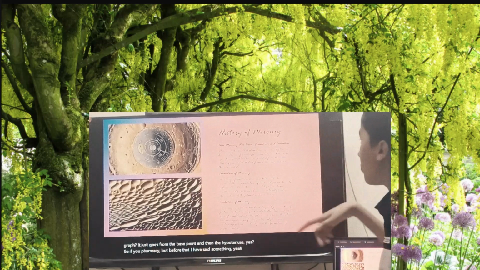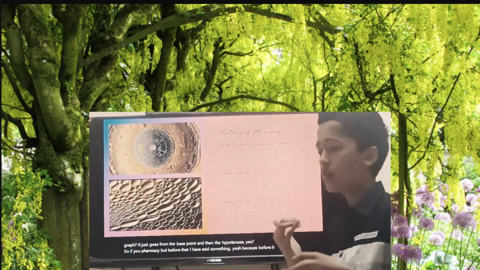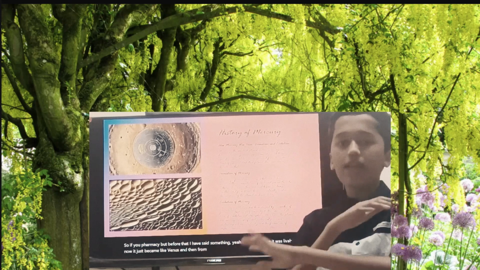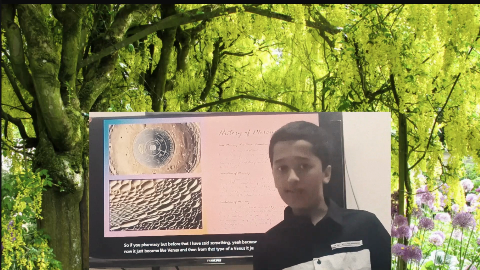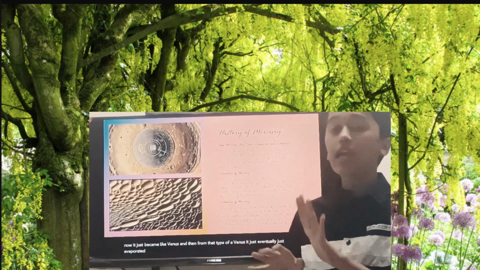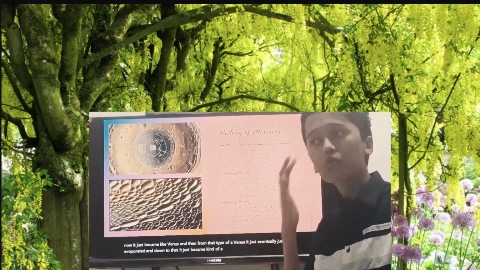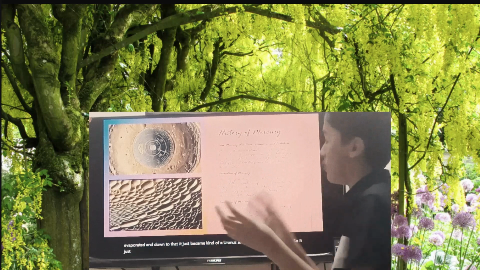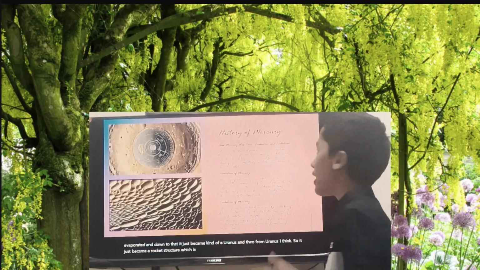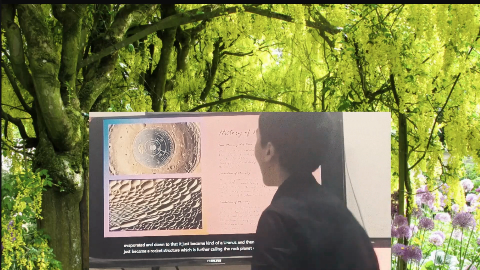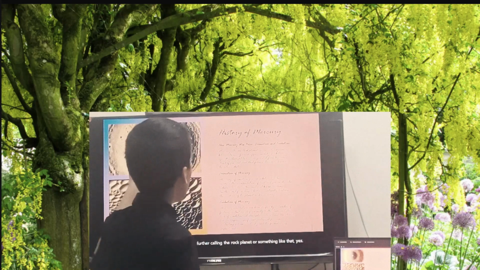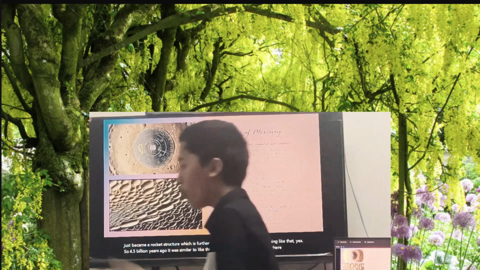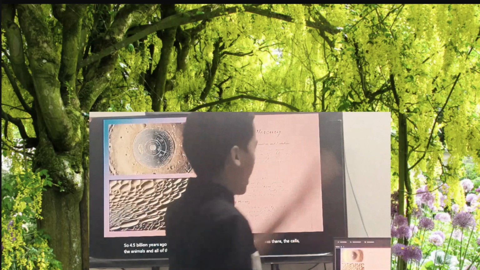So if you further see here, but before that I have said something. Before it was livable, but now it became like Venus, and from that type of Venus, it eventually evaporated, and then it became kind of a Uranus, and from Uranus, I think, it became a rocky structure, which is called a rock planet, something like that. Yes. So 4.5 billion years ago, it was similar to this, but the heat was there, the cells, the animals, and all of that, and it was formed after the destruction and all of that.